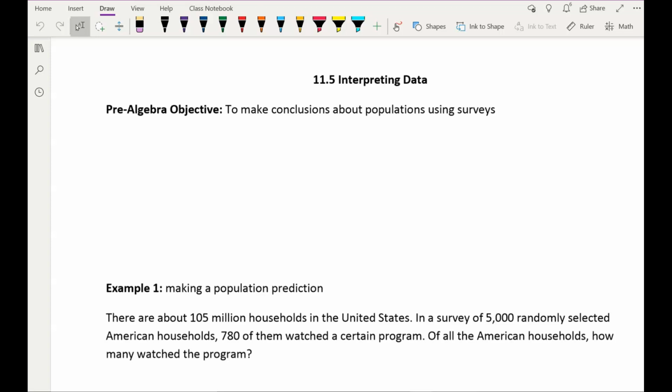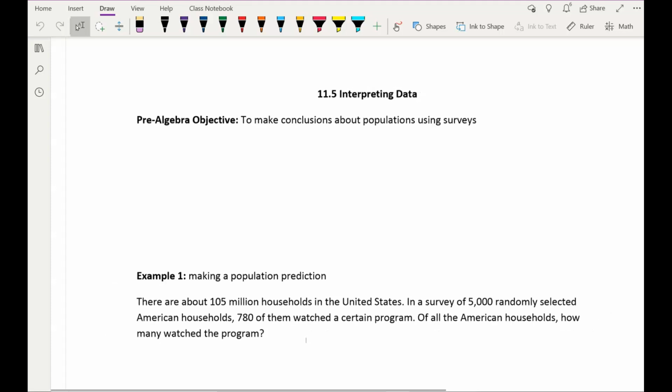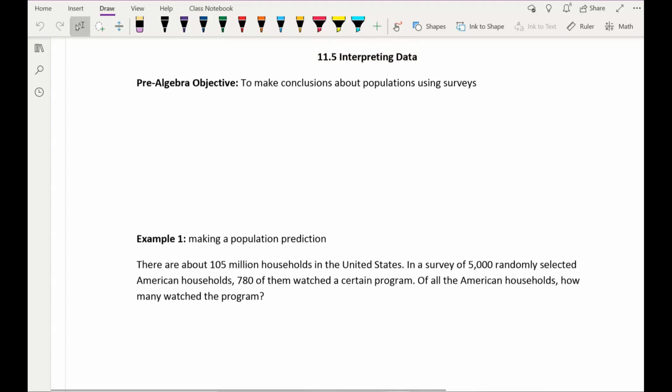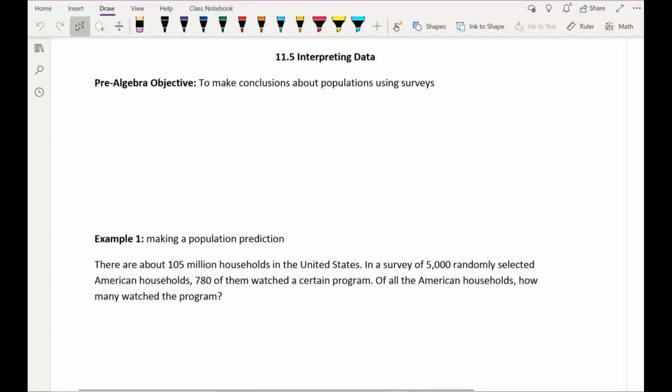Hello, Pre-Algebra students. All right, so that first video you should have watched was an example of how to make a prediction of a population, or make a prediction based on a percentage given. It was a probability example, but we can use that in different contexts as well. It's the same exact principle.